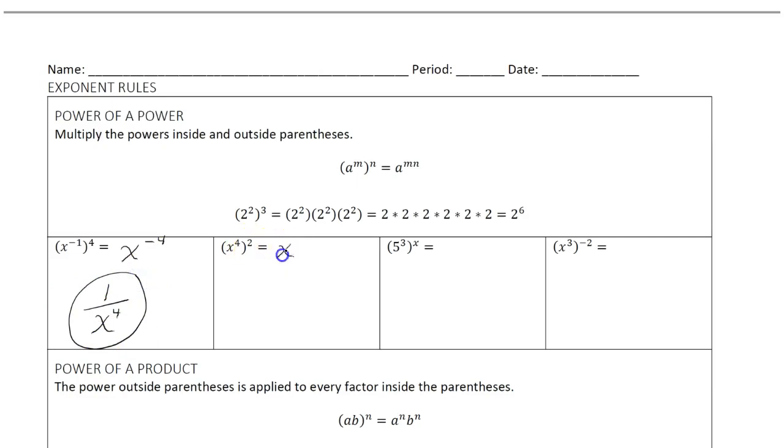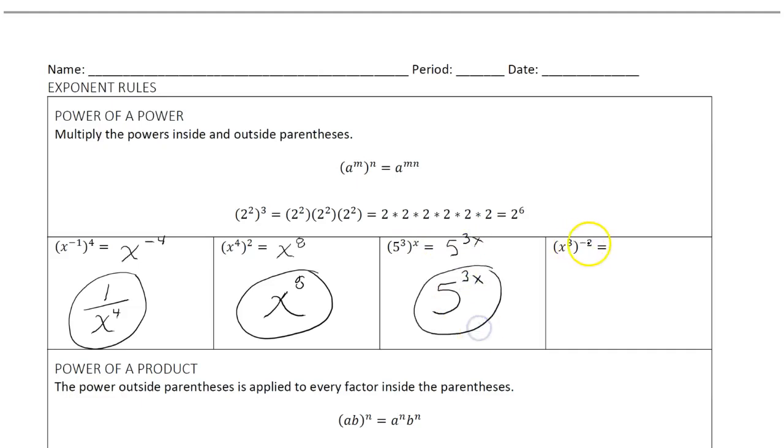X to the 4th squared is x to the 8th. 5 to the 3rd to the x power is 5 to the 3 times x, or 5 to the 3x. X to the 3rd to the negative 2 power is x to the negative 6th, or 1 over x to the 6th.